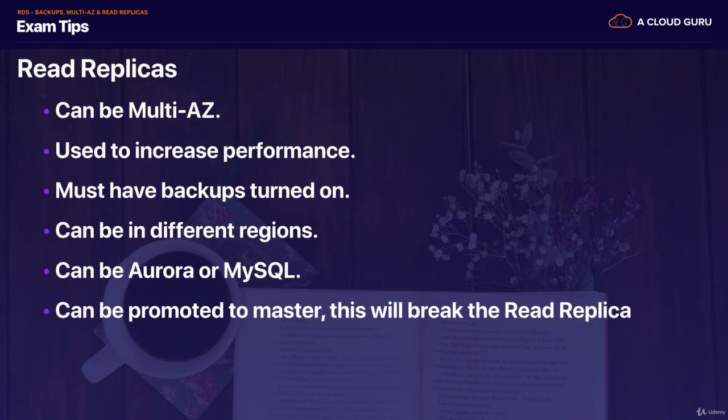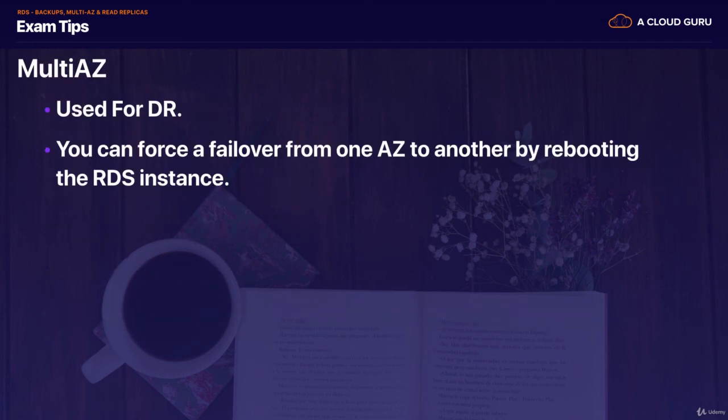Also remember that read replicas can be multi-availability zone, and basically a read replica is used to increase performance. In order for you to create a read replica, you have to have your backups turned on, and read replicas can be deployed into different regions. Read replicas can be Aurora or MySQL, and they can be promoted to master. And if you do that, that's going to break the replication with the read replicas. So just bear that in mind as well.